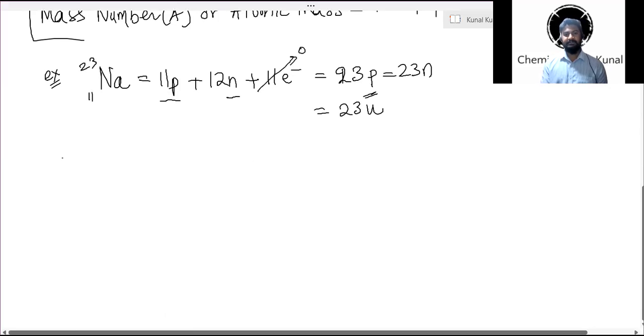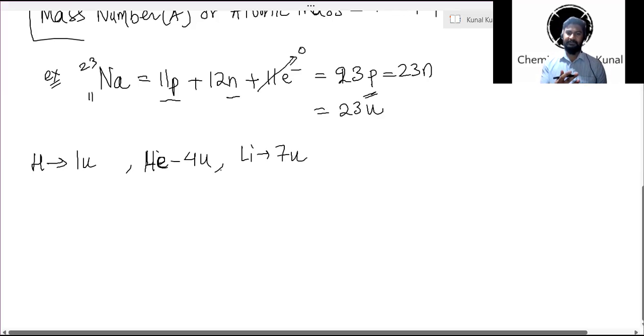Now the question is, what are some common masses that we have to remember? So guys, you must remember hydrogen has a mass of 1 U. Please remember these values. Then we have helium. Helium has a mass of 4 U. Lithium has a mass of 7 U.